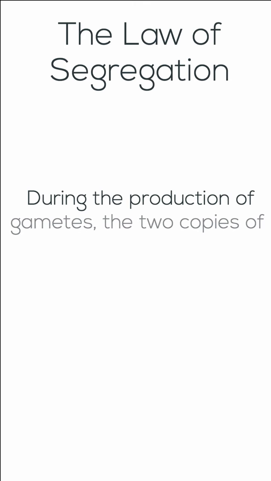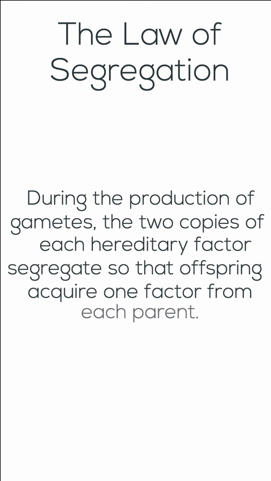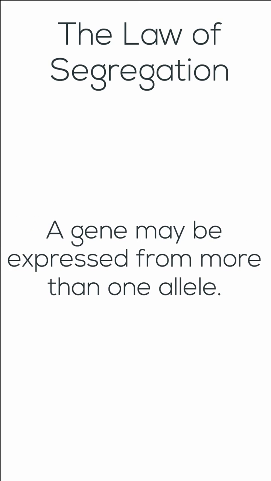The second principle is the law of segregation. This law states that pairs of alleles separate while undergoing gamete formation and, during fertilization, randomly assort with each other. This results in four significant conclusions.